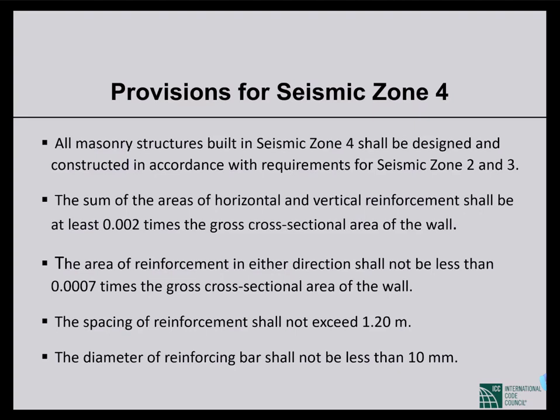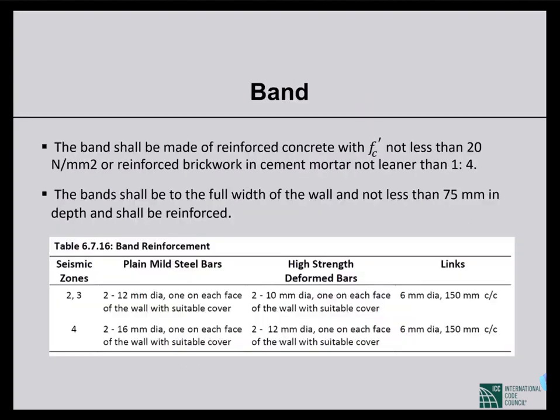So 0.2% of AG, this amount of reinforcement has to be provided, say 50% of this has to be provided as vertical reinforcement, and 50% has to be provided as horizontal reinforcement. Okay, so cross section. You have to take the cross section of a wall. For horizontal reinforcement, you have to take a vertical cross section. For vertical reinforcement, you have to take a horizontal cross section.